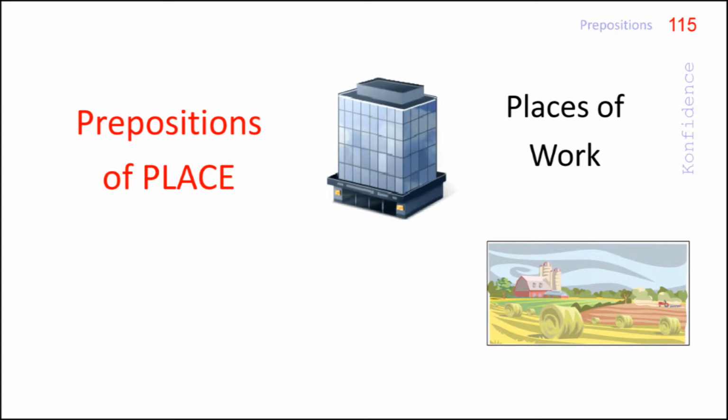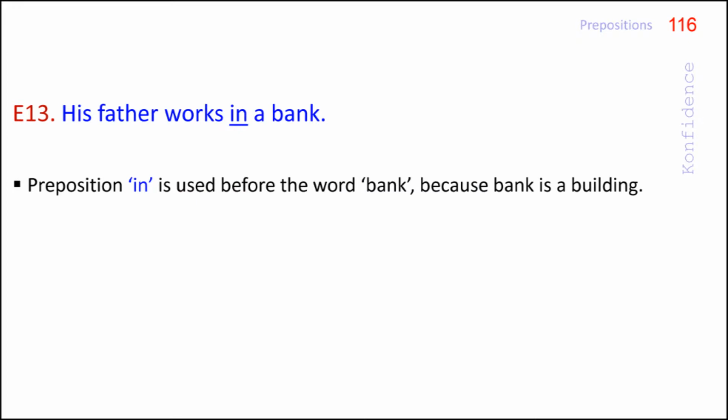Prepositions are used to indicate different places of work. A change in the preposition can change the place of work. If the place of work is a building, then preposition in must be used. For example, we say in an office, in a shop, in a factory, in a restaurant, etc. Here, preposition in is used before the word bank because bank is a building.